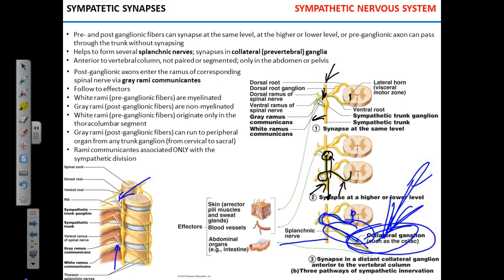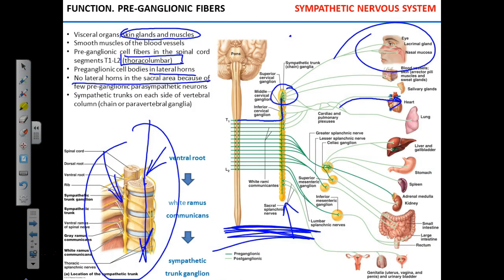Huh? Not cervical. Originate. Thoracic and a couple of lumbar. Does that make sense? They originate in thoracolumbar, in the lateral horns.